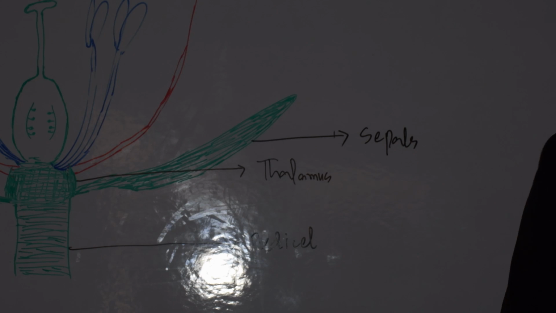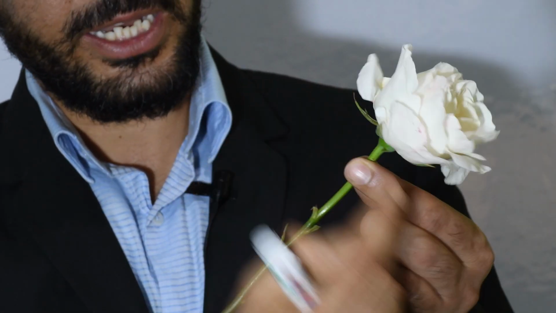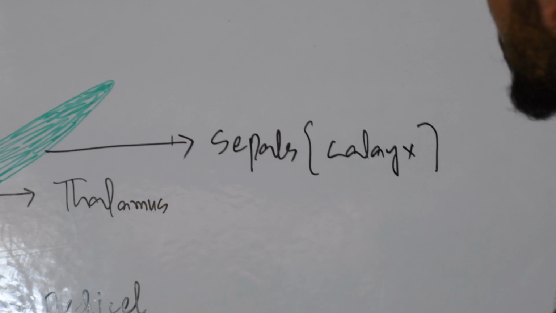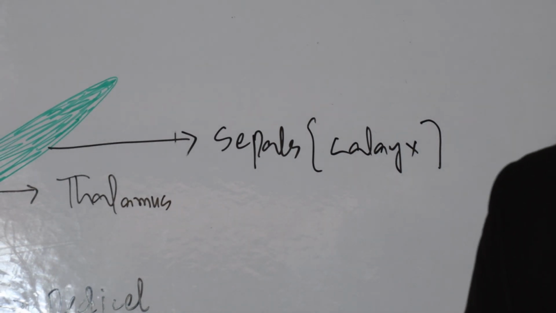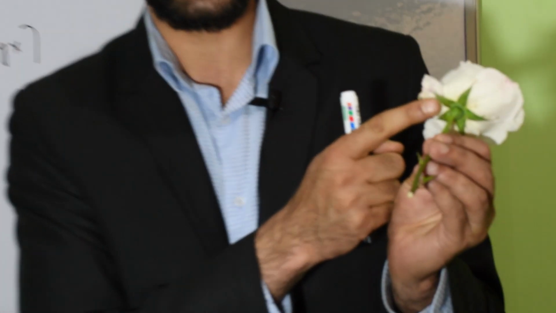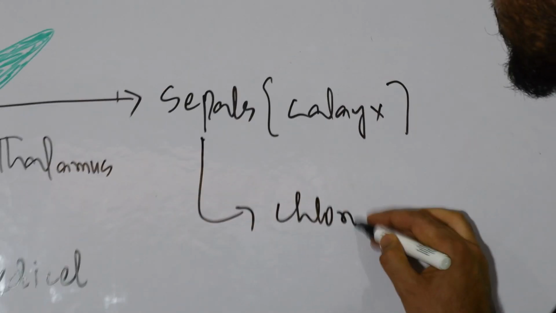Now do remember one thing: this one leaflet is called a sepal. The entire whorl, the whole collection of these sepals, is called the calyx. Do remember this. So calyx is the collective term that we use for these sepals. And if you see, they are green. When we say they are green, it means they do contain chlorophyll. So these sepals do contain chlorophyll.